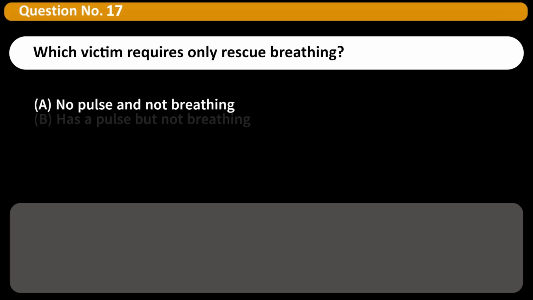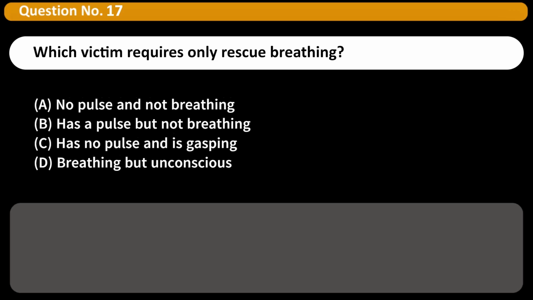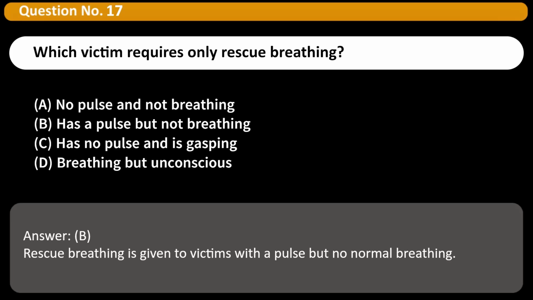Which victim requires only rescue breathing? A. No pulse and not breathing. B. Has a pulse but not breathing. C. Has no pulse and is gasping. D. Breathing but unconscious. Answer B. Rescue breathing is given to victims with a pulse but no normal breathing.